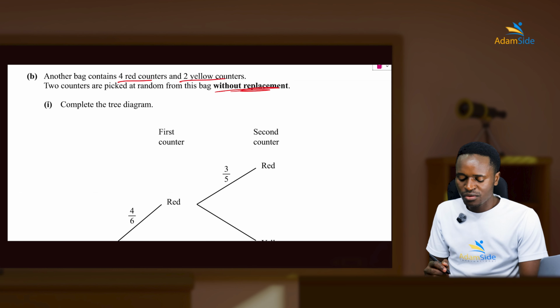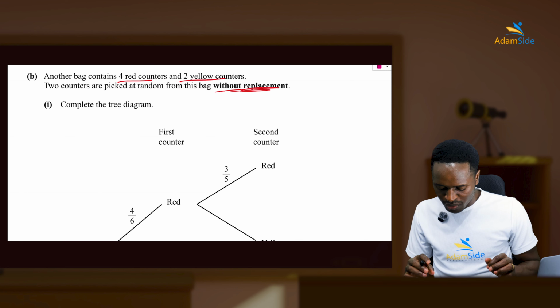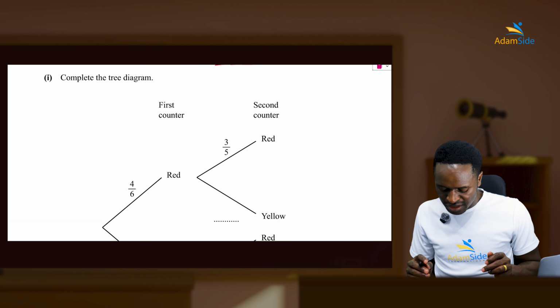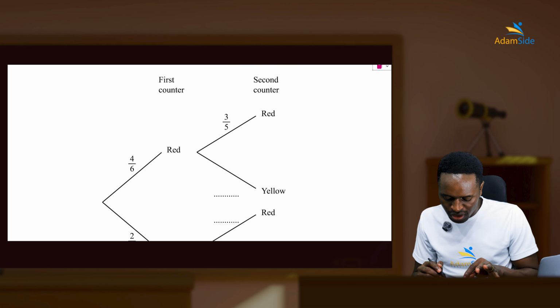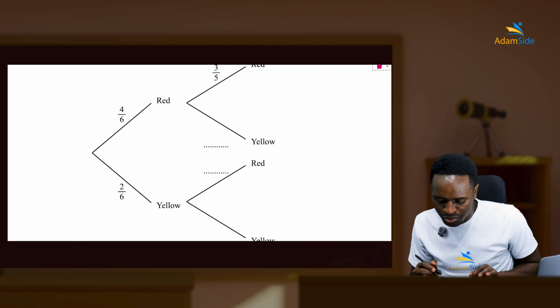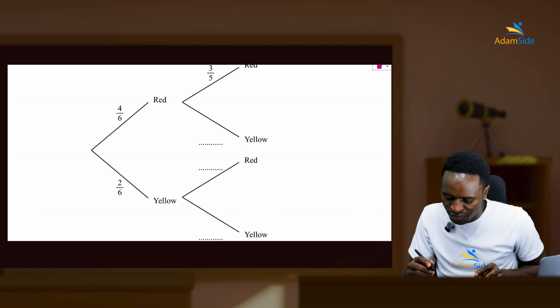Complete the tree diagram. So the first counter, we go to the probability. Without replacement means the total is being affected. So 4 out of 6, and then we go to 2 out of 6. That's the first pick. Then the second pick, it's 3 out of 5.